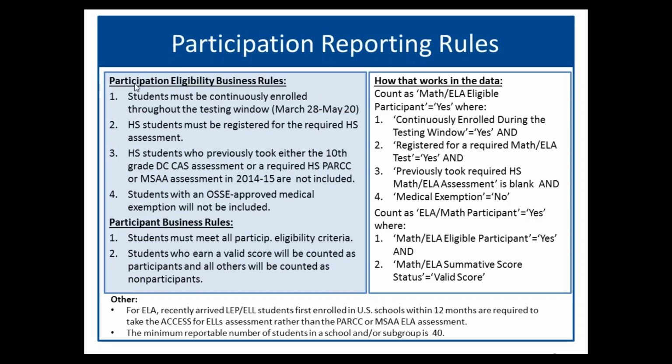So the first thing, students must meet all of the eligibility criteria in order to be considered eligible for inclusion in participation reporting. So students must be continuously enrolled throughout the testing window. And in 2015-16, the testing window was from March 28th to May 20th. How that looks in the data, the continuously enrolled during the testing window data field needs to be equal to yes. And high school students must be registered for required high school assessment. So we would expect the registered for a required high school math or ELA assessment to be equal to yes.